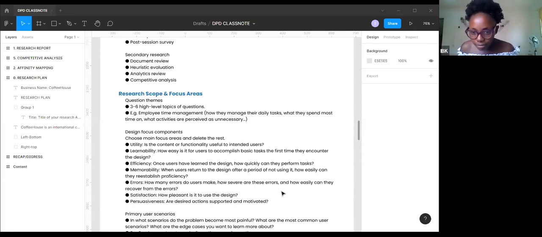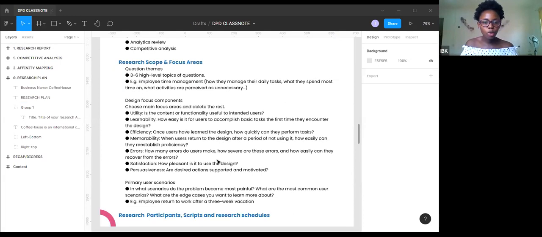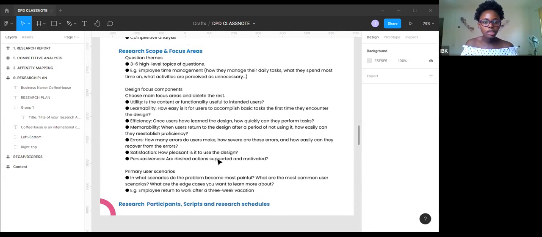Milo, okay. When he said analysis of your competition, that is exactly what it is. You are scrutinizing your competition so that you can do better. That is what competitive analysis is. Okay, so research scope, focus area.